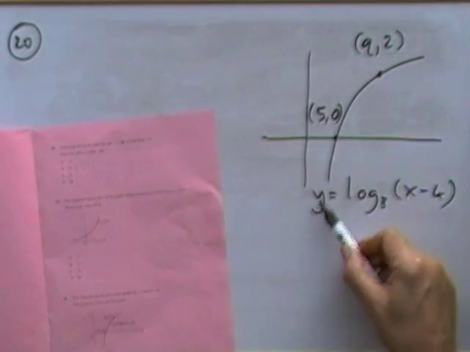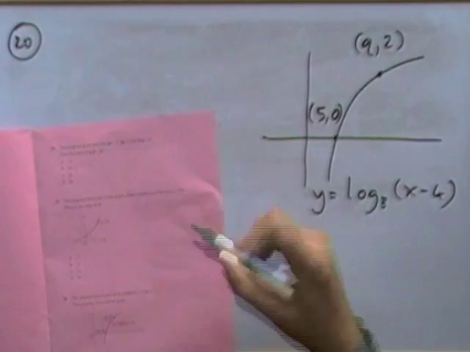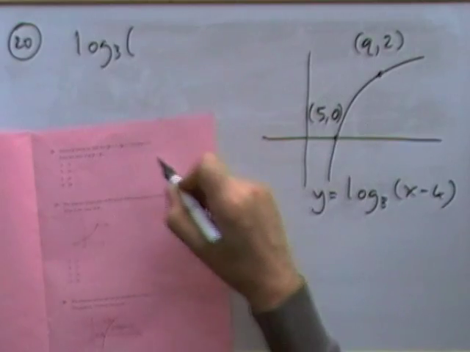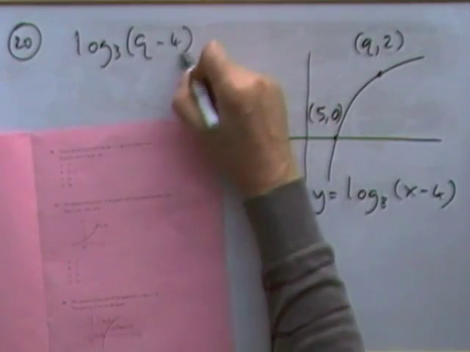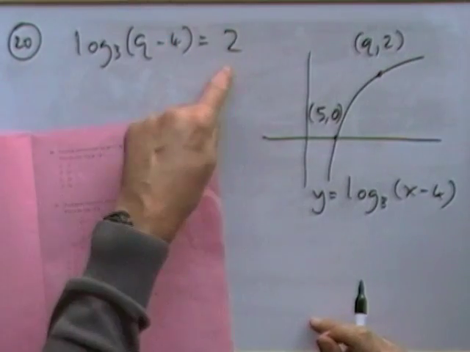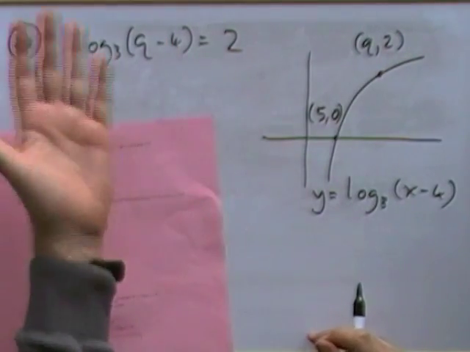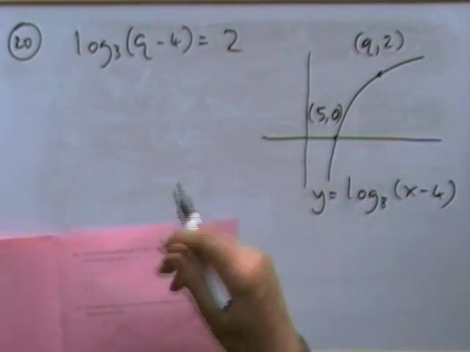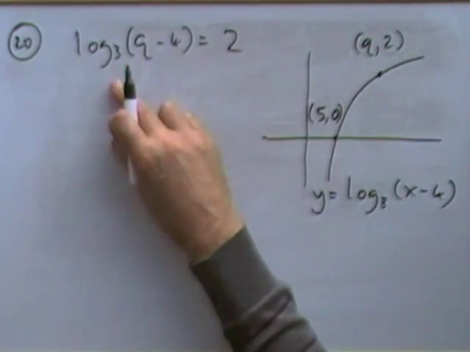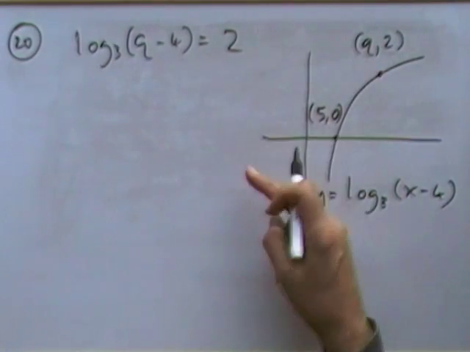So 2's going in for y, and q's going in for x. So I've got log base 3 of q minus 4 equals y, which is 2. I just wrote the 2 from this side to this side, because you want to solve equations with the unknown on the left anyway. And then the very first step is this. Get rid of that function.